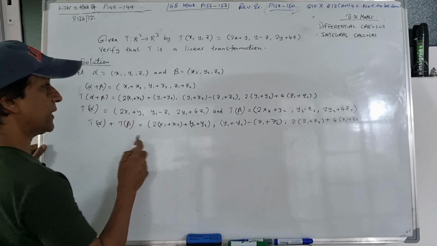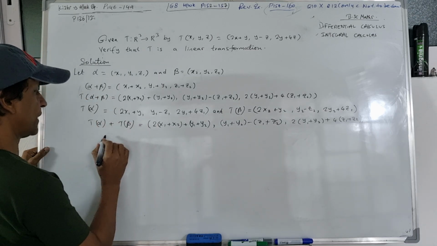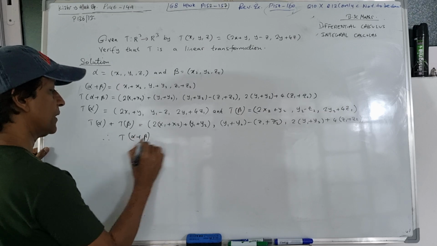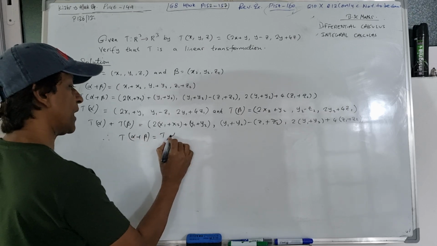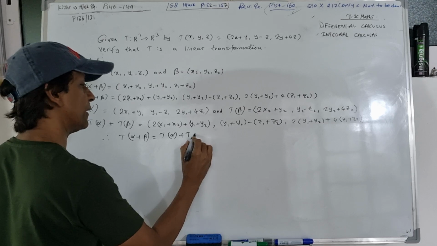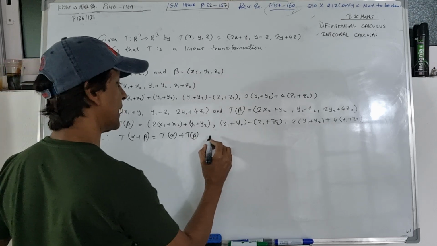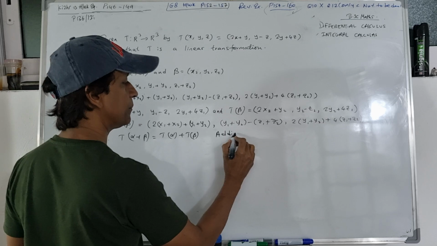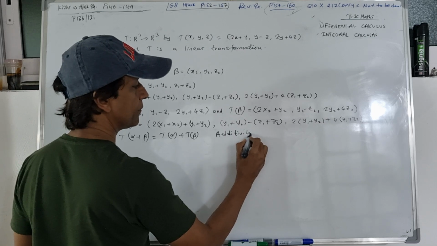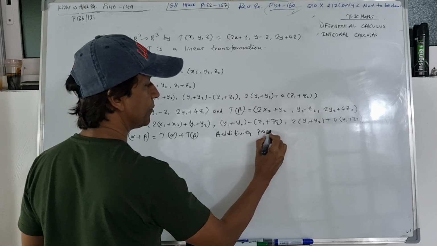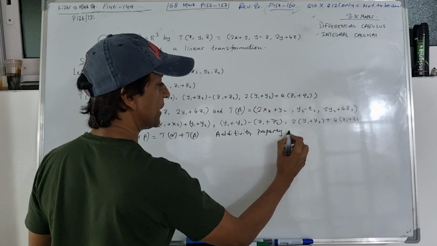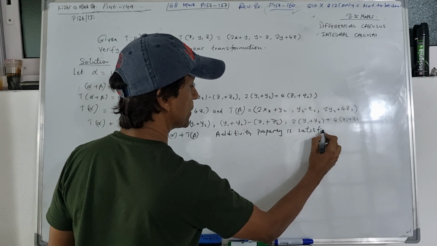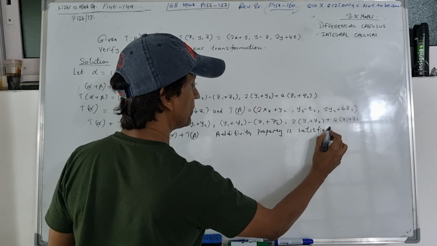So what we can observe is that T of alpha plus beta is equal to T of alpha plus T of beta. So basically what we're saying is that the additivity property is satisfied, or it holds.